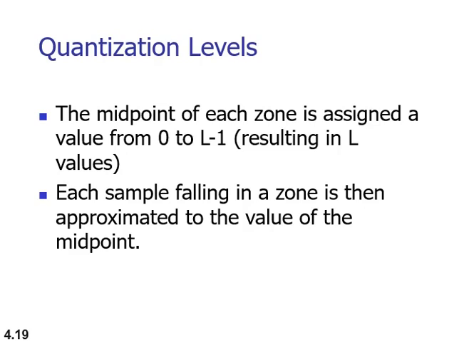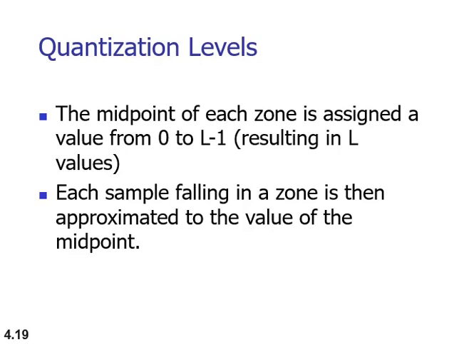How? Because we are finding an average or a midpoint of each zone, right? So in the quantized level, when you compare these slides here, the midpoint of each zone is assigned a value from 0 to L minus 1, like I discussed, resulting in L values. Now each sample falling in a zone is then approximated to the value of the midpoint.